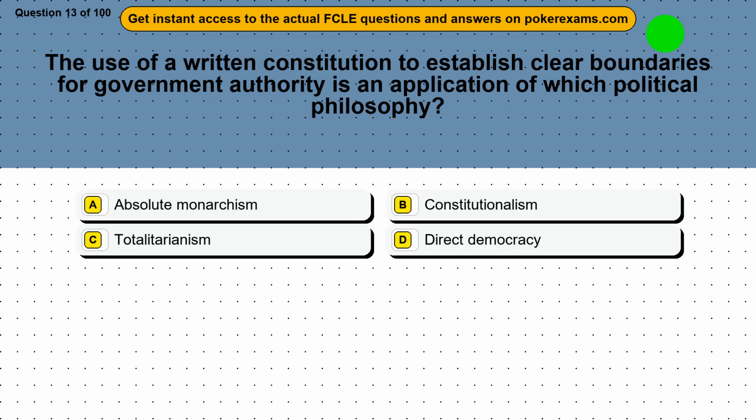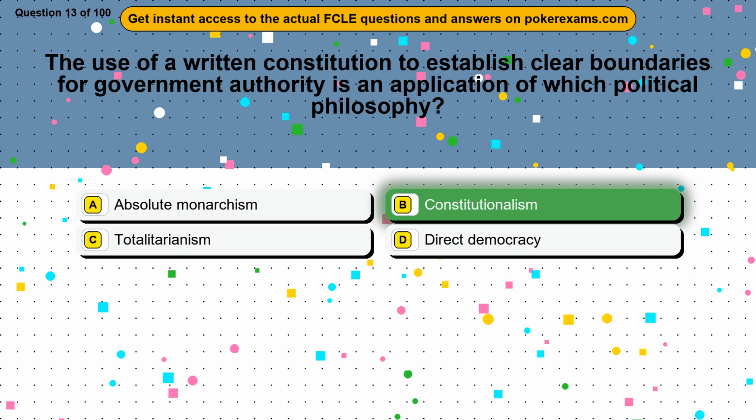Question 13. The use of a written constitution to establish clear boundaries for government authority is an application of which political philosophy? Option A, absolute monarchism. Option B, constitutionalism. Option C, totalitarianism. Option D, direct democracy. The correct answer is option B, constitutionalism.